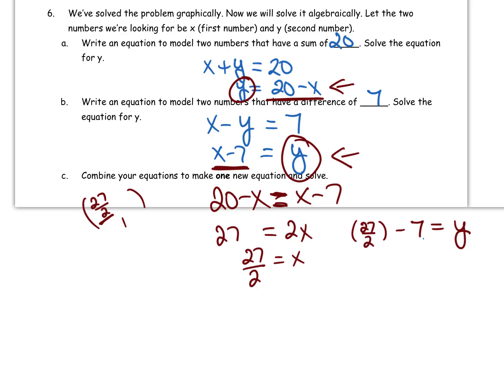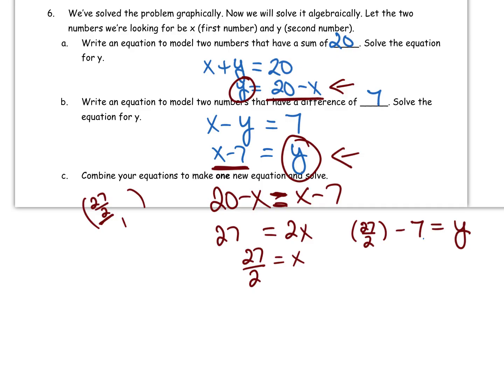Oh, it's a fraction. That's horrible, isn't it? Okay, I'm going to show a real easy way to get a common denominator. Since we are adding or subtracting fractions, you have to have a common denominator, correct? Okay, I need what number on the bottom of that 7? 2. I need to get a 2 there.